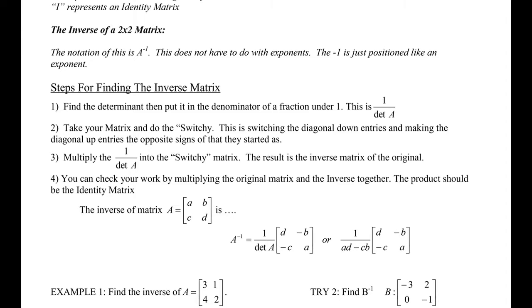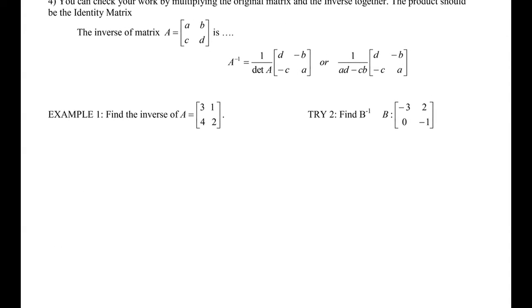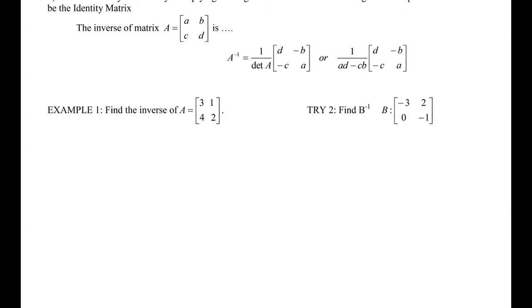You can check your work by multiplying the original matrix and the inverse together. The product should be the identity matrix. The inverse of matrix A, if A is a, b, c, d, is 1 over the determinant of A times your switch matrix. So you can see the diagonal down entries have switched spots and the diagonal up entries have switched signs.